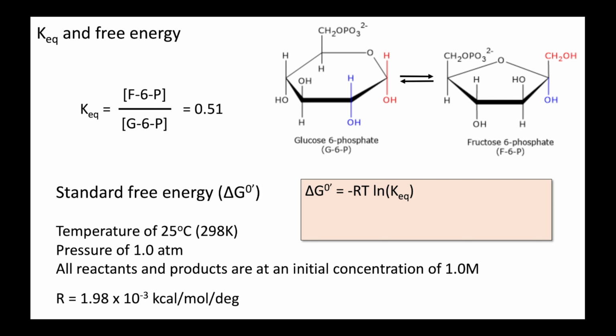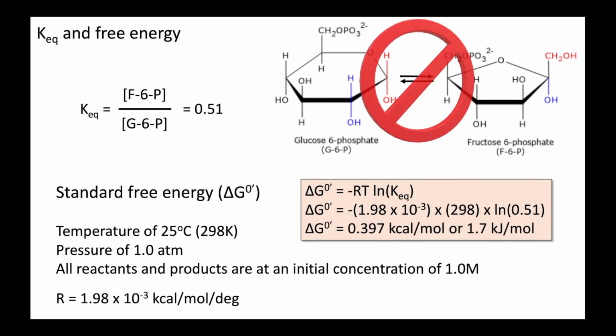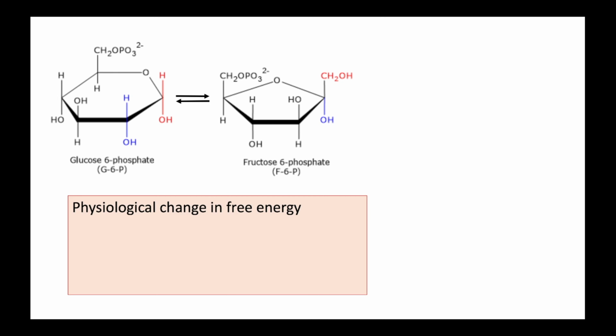Working through this calculation gives us a positive value of delta G0 prime, which means that the reaction is not spontaneous, and therefore should not occur in our cells. But we know that this reaction does occur. So how do we explain this? Well, delta G0 prime is calculated under standard conditions, whereas what we are really interested in as biochemists is the physiological conditions found in our cells.